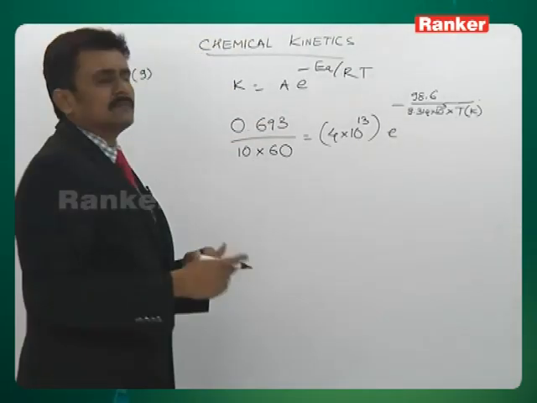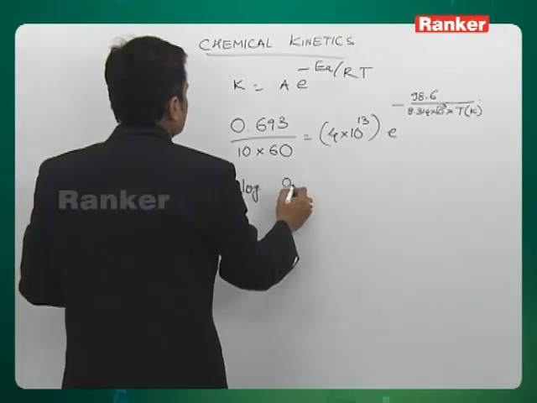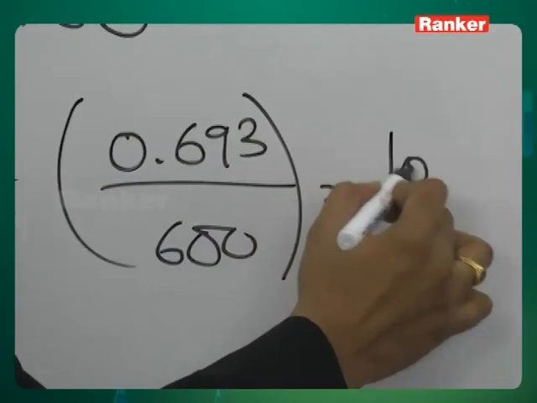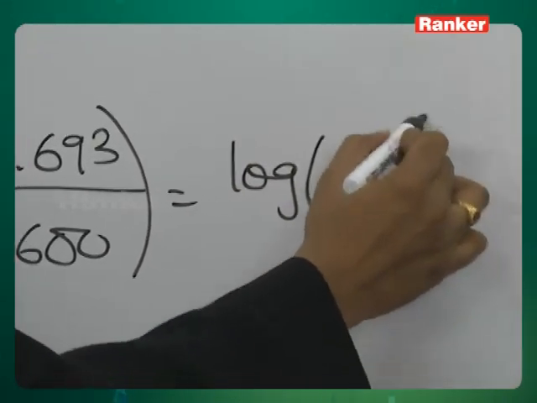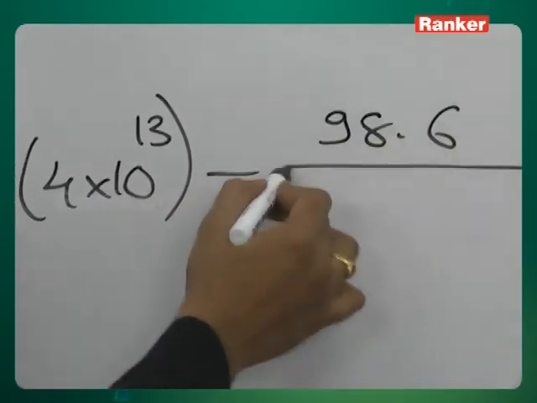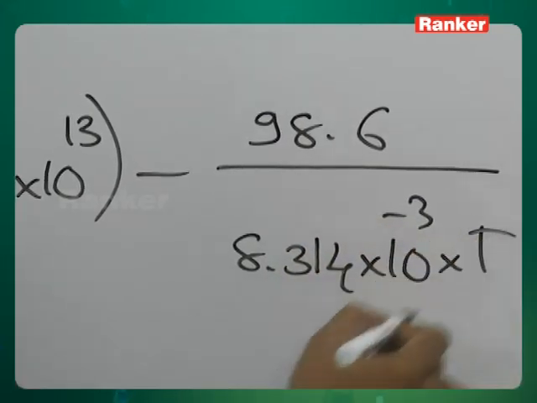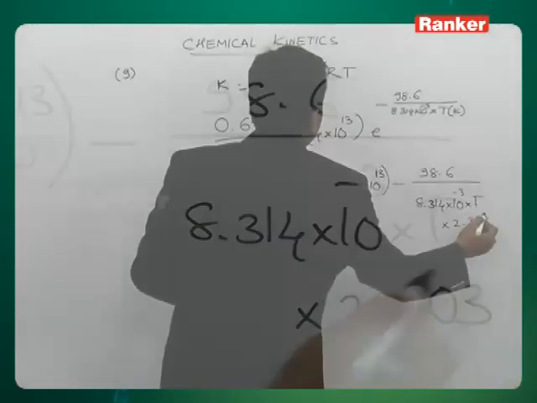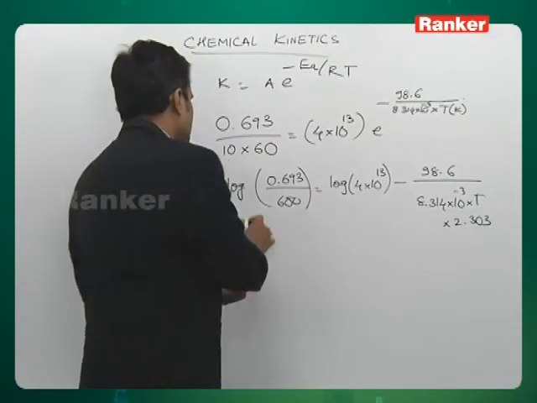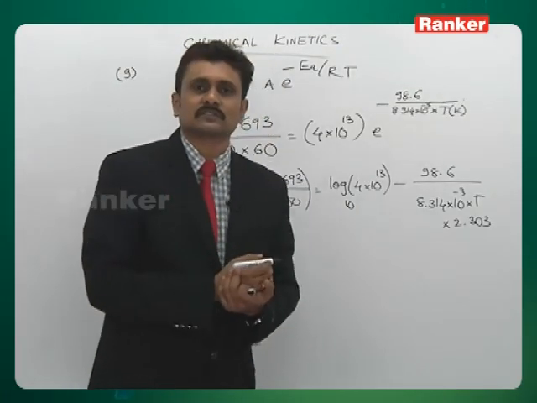In all such cases, we will be using the logarithm. I mean to say, when you write log of 0.693 divided by 600 is equal to log of 4 into 10 to the power 13 minus 98.6 divided by 8.314 into 10 to the power minus 3 into T into 2.303, because I have converted here also the log base e into log base 10. Hence, I am dividing the entire equation by 2.303, which I am getting like this.